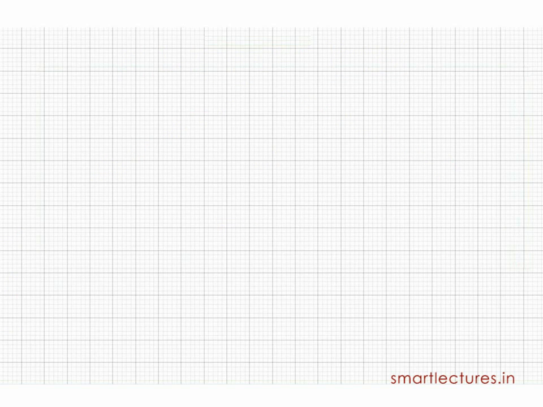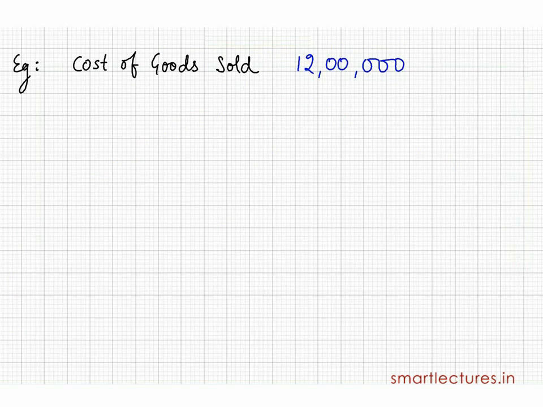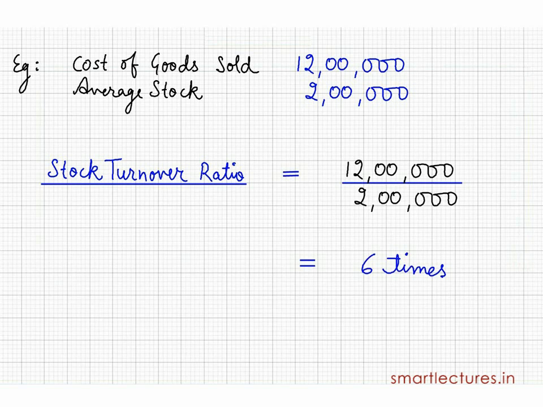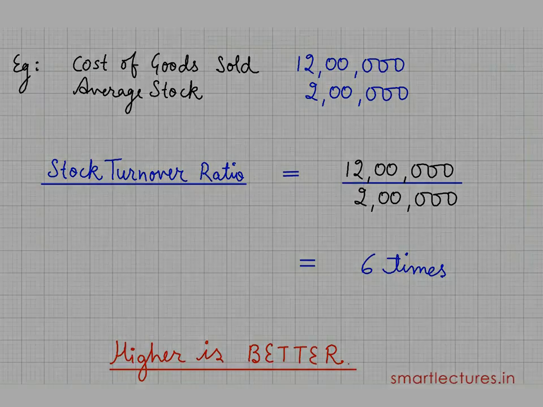Suppose in a company, during this year, the cost of goods sold was 12 lakh rupees and the average stock was 2 lakh rupees. It means the stock turnover ratio in this company is 6 times. Higher is better.